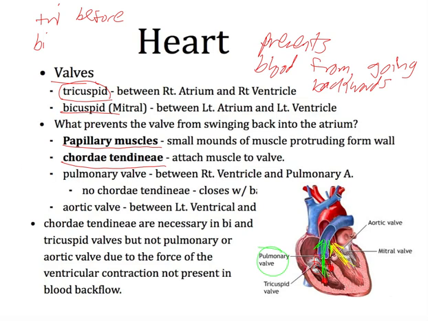Your pulmonary valve and your aortic valve don't need chordae tendineae because there's enough pressure exerted that it doesn't flow backwards. So these two, pulmonary and aortic, don't have your chordae tendineae and your papillary muscles. That's just your atrioventricular valves. That's due to the force of the ventricle contractions, which makes sure they stay shut and nothing comes backwards.